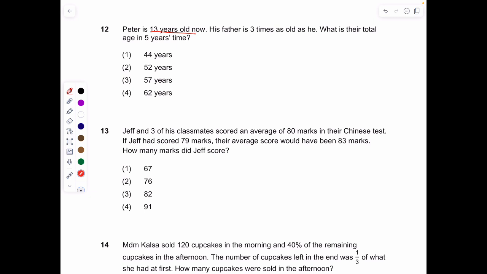Okay, so remember to do this problem, we can first find out what is his father's age now. So Peter is 13. His father is 3 times as old. So it's 13, 13, 13, right? So in 5 years' time, don't forget, you have to add 5 for both of them.